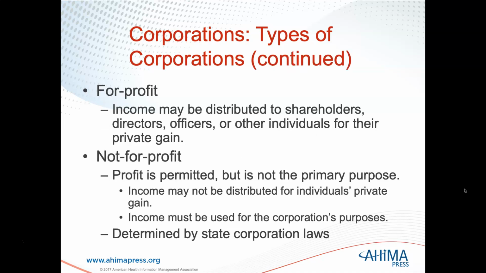So for-profit income's distributed to shareholders and others for their private gain. Not-for-profit means that the income has to be used for the corporation's purposes. It's not distributed to individuals for private gain. That's the difference. Both need to make a profit. Let me come back to this and emphasize this. For-profit and not-for-profit hospitals have to make a profit in order to stay in business. They have to do it.